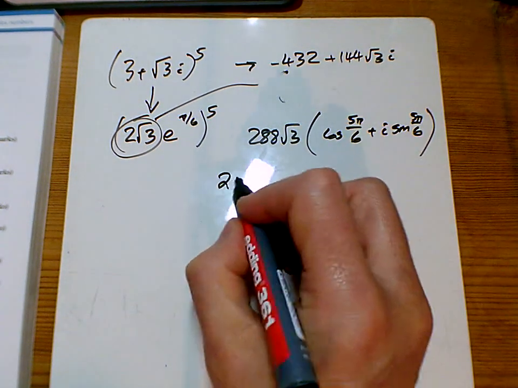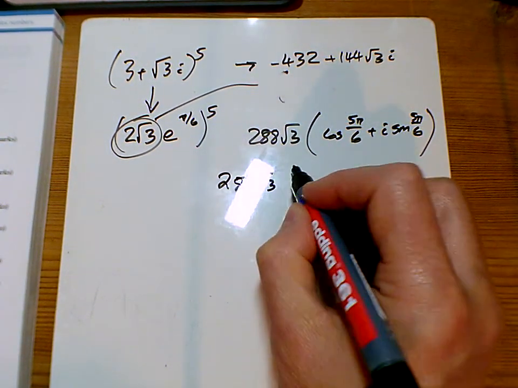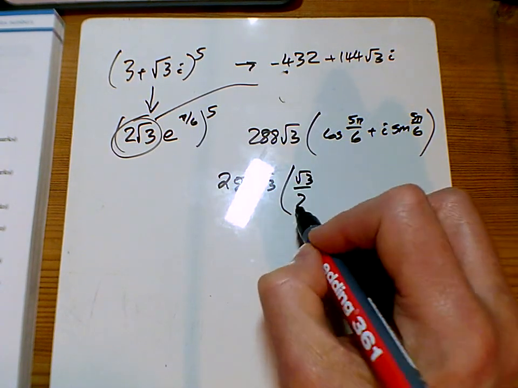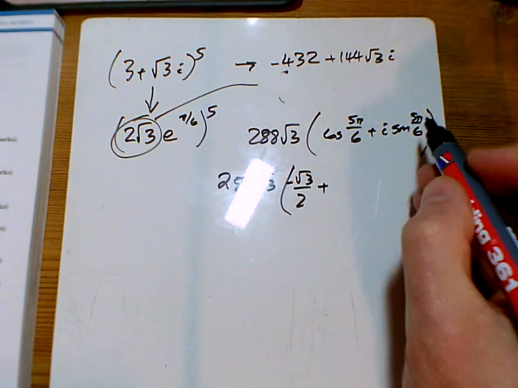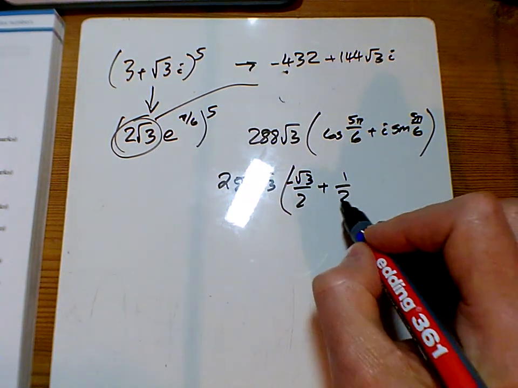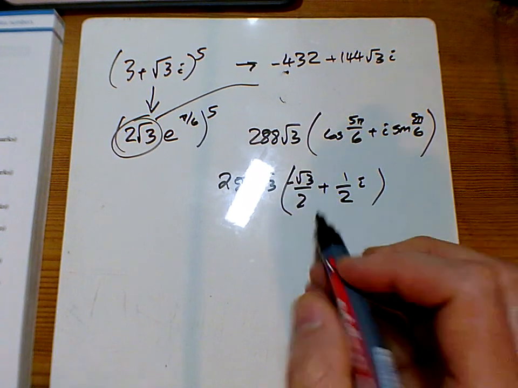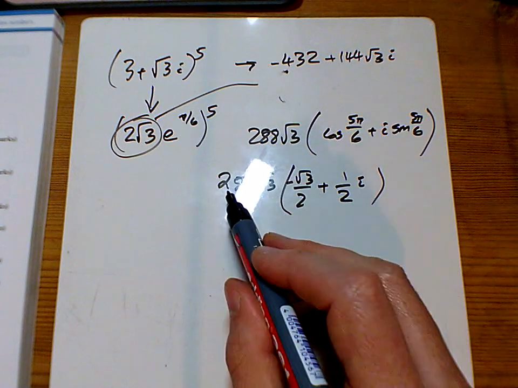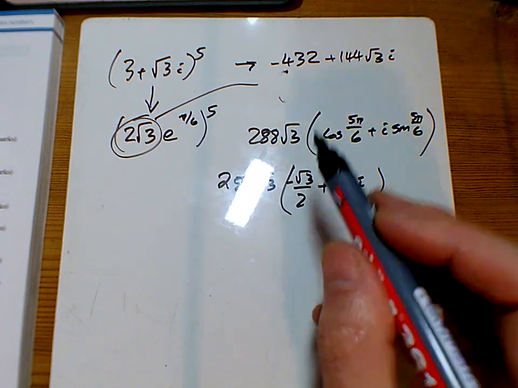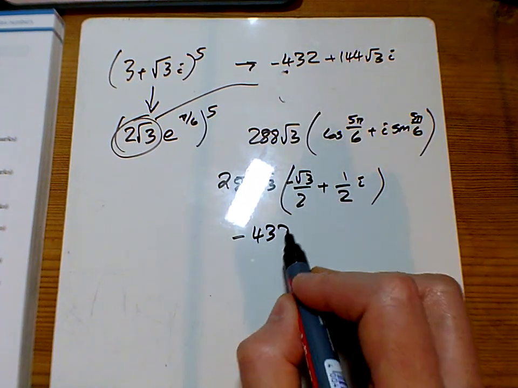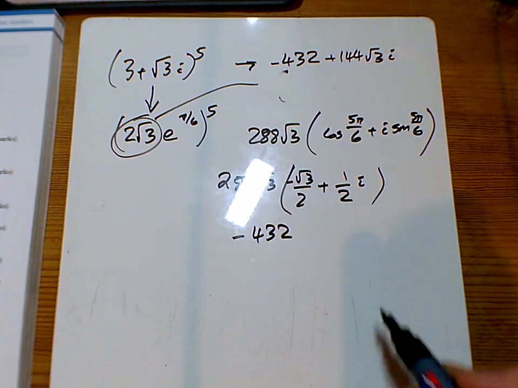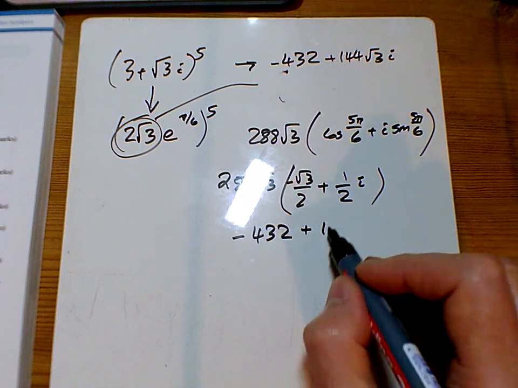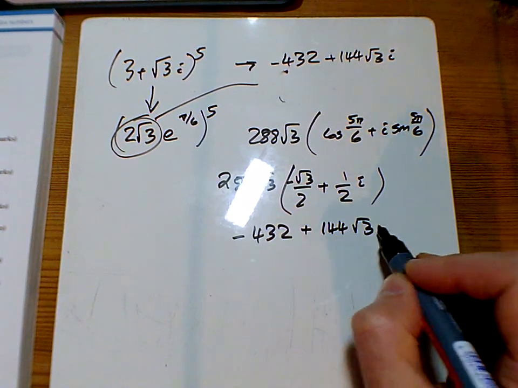And so that is 288 root 3 lots of cos of 5 pi over 6, which is root 3 over 2, and it's negative. And then the sine of 5 pi over 6 is just a half. And then there's the root 3's times by that. So it's 144. 144 times 3 is minus 432. That's right there then. And then half of 288 is 144 root 3i.